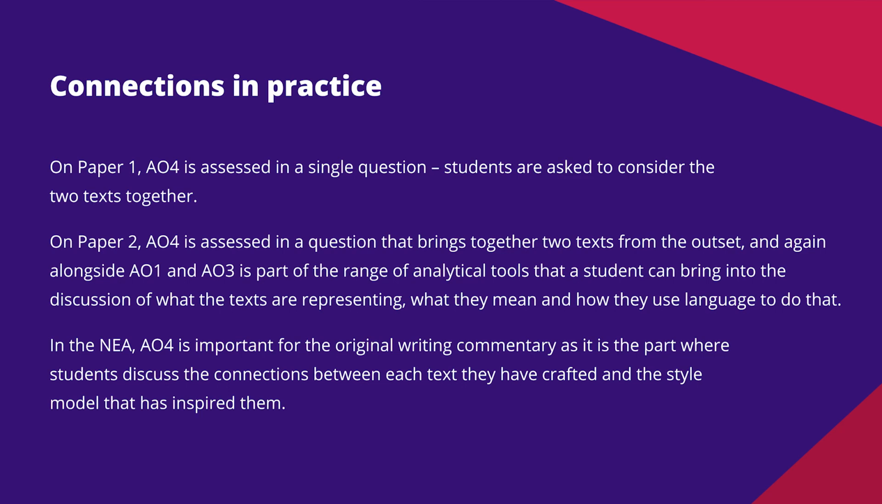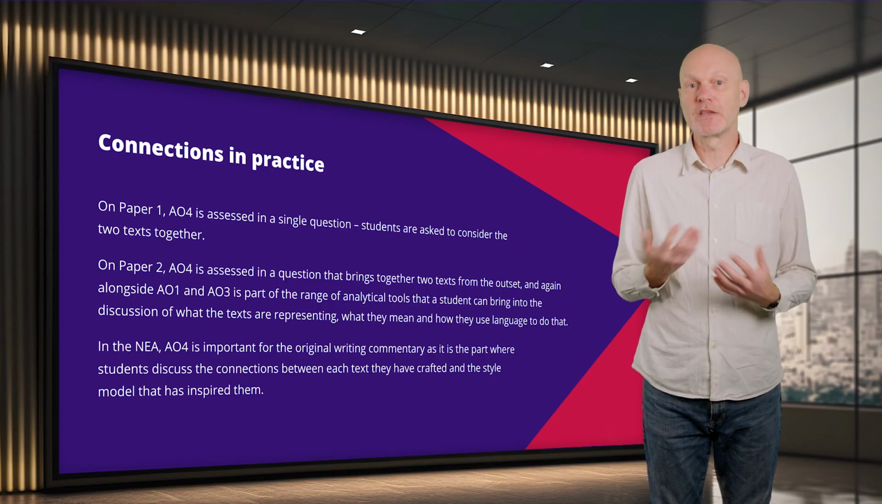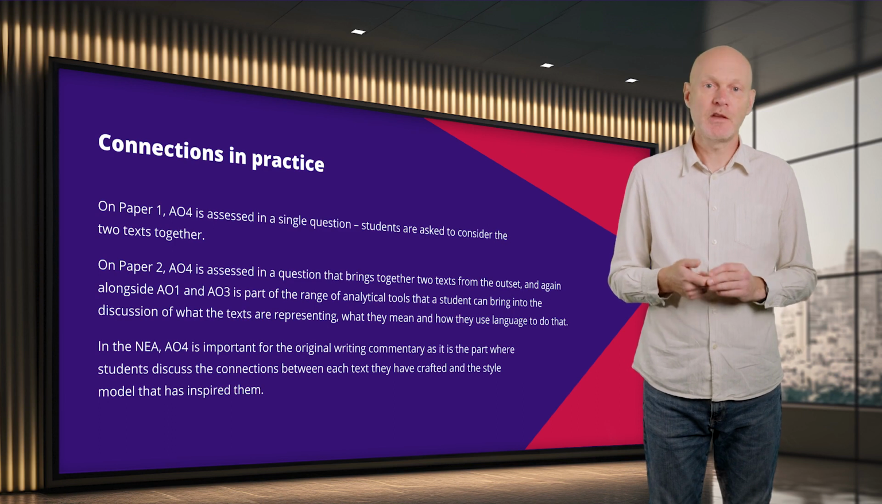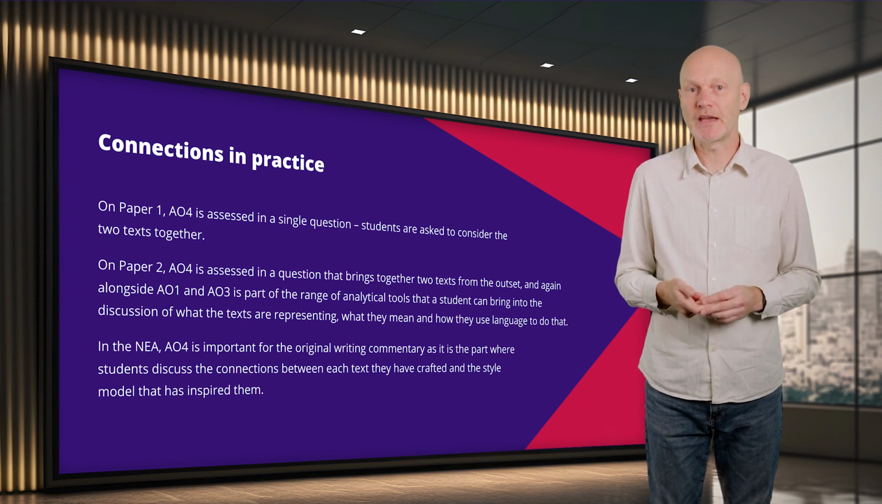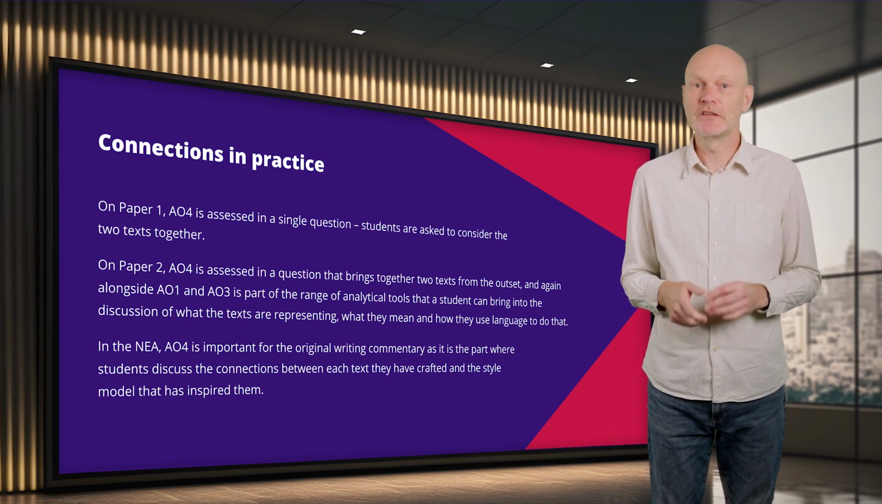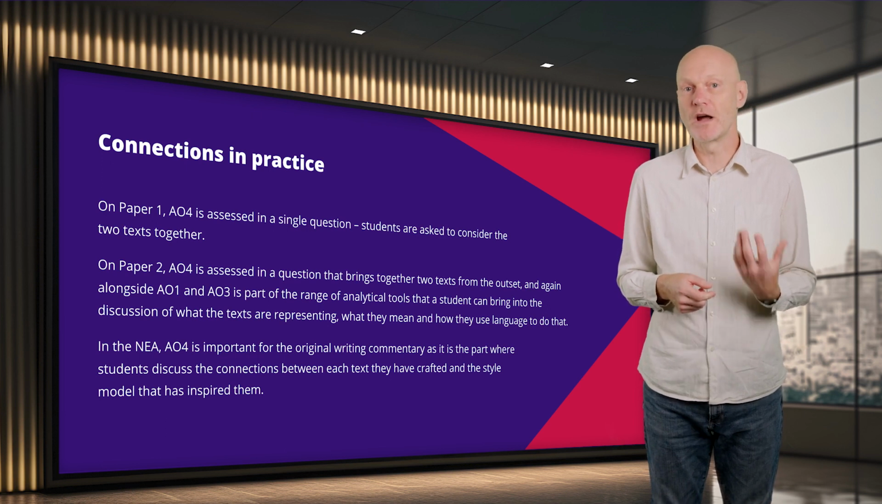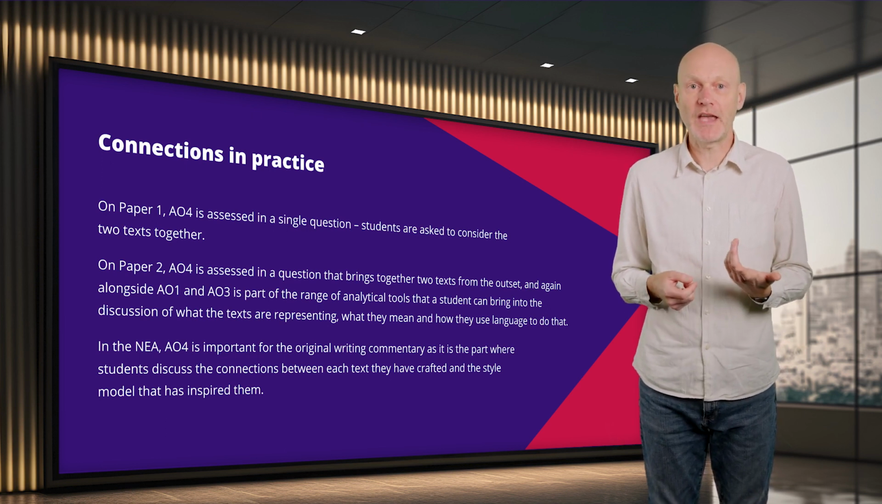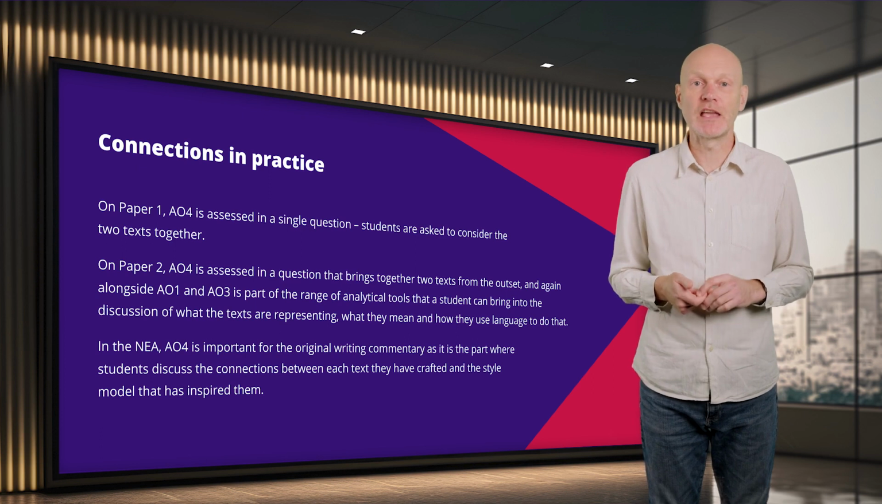On paper 2, AO4 is assessed in a question that brings together two texts from the outset. And again, alongside AO1 and AO3, it's part of the range of analytical tools that a student can bring into the discussion of what the texts are representing, what they mean, and how they use language to do that. Here as well, the connections between the texts can also be extended to consider the ways in which they connect to the wider world, the world in which these texts about language actually exist.